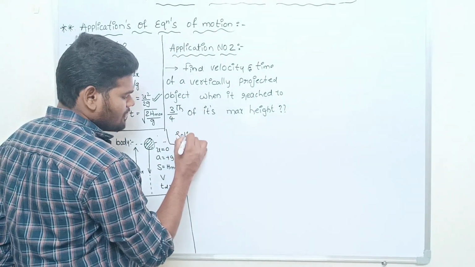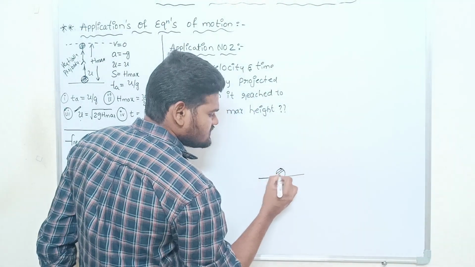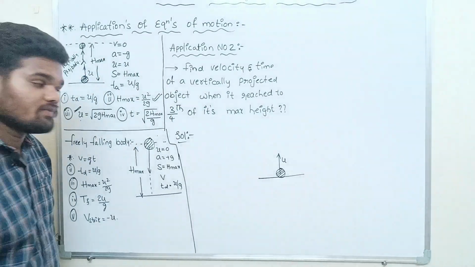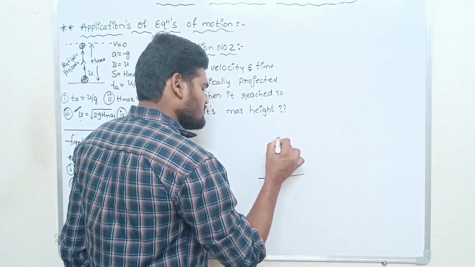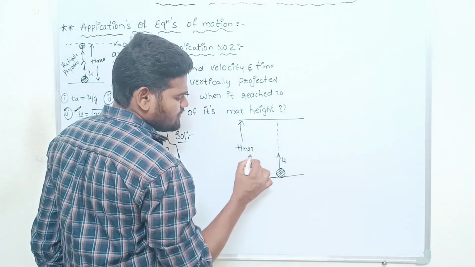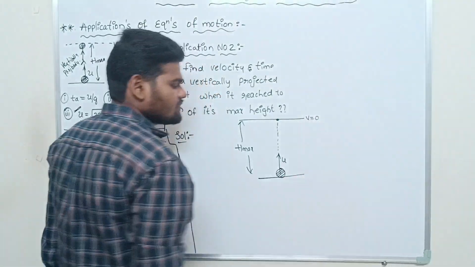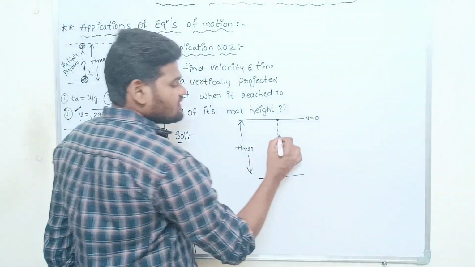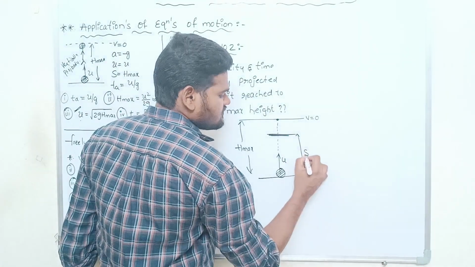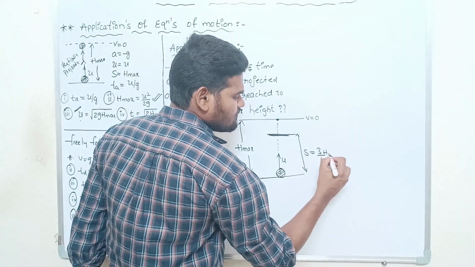Solution, right? From the ground, I project an object vertically upward with some initial velocity u. It reaches the maximum height. At the maximum height, its final velocity is 0. But they are asking for 3 by 4th of the maximum height. So what are they asking? Find the velocity when the object has reached 3 by 4th of its maximum height.